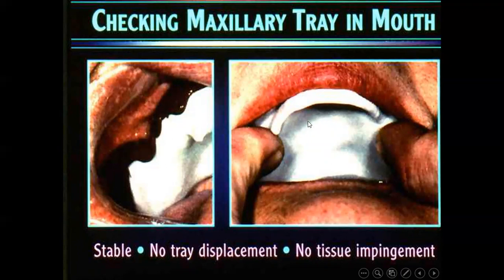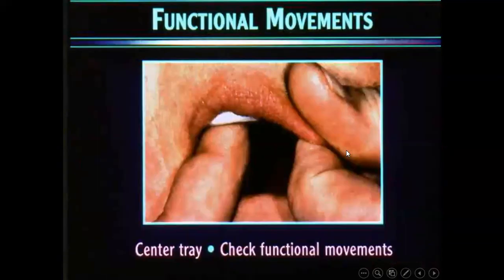First we check the tray to make sure all the landmarks we need are covered with this tray, especially the maxillary tuberosity in the upper and the retromolar pad area in the lower. Check functional movement and do the border molding during taking the impression.